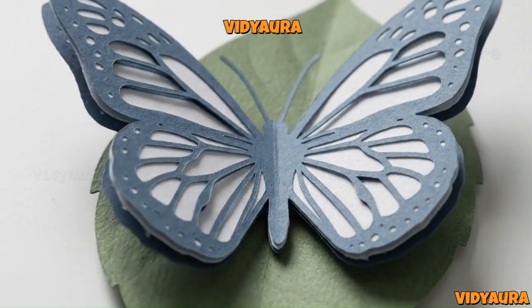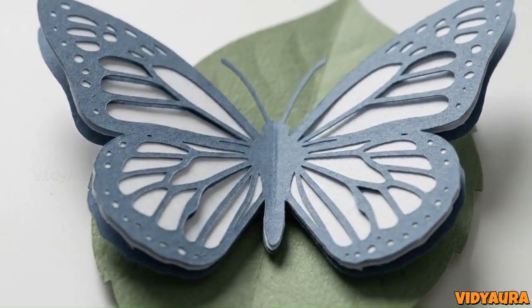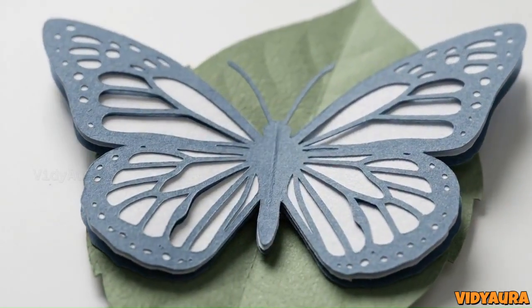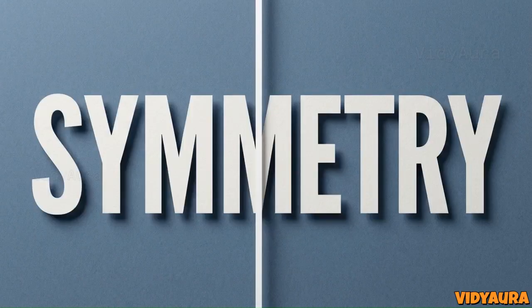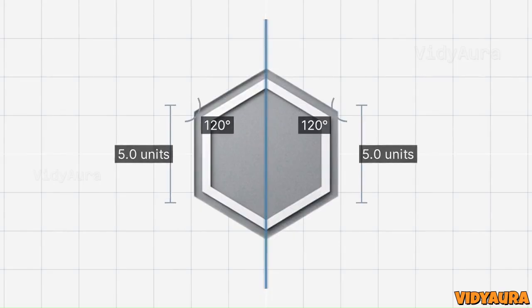Observe a butterfly as it opens its wings. The patterns on the left are a mathematically perfect mirror image of those on the right. This balance is what we call symmetry. In geometry, it is a tool used to define exact proportions and structural stability within a shape.